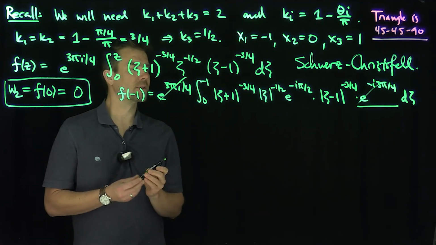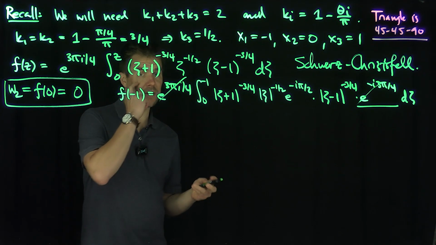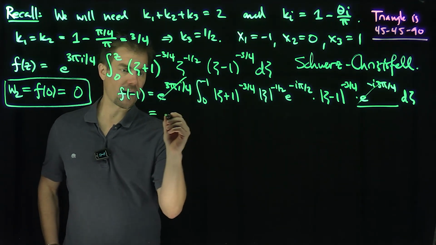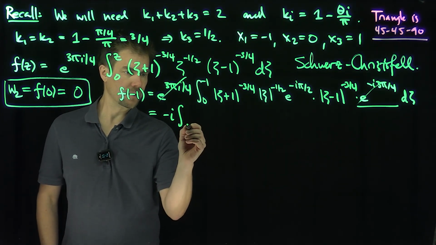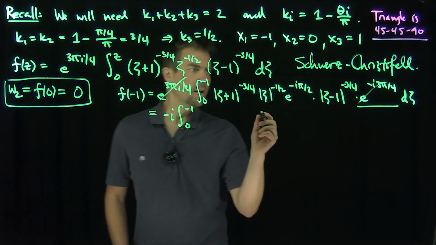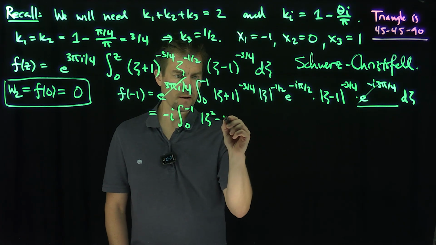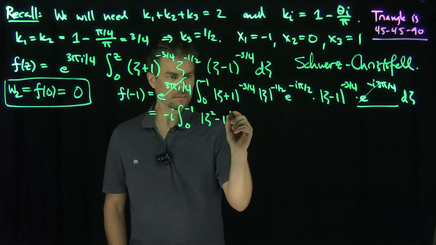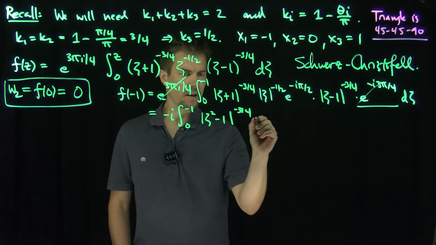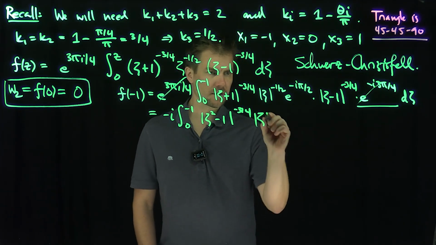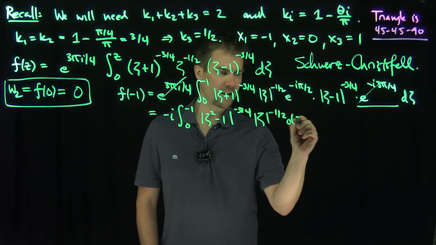Okay. And then what's left is this e to the -pi over 2. That's going to be a -i, right? So this is going to be -i, the integral from 0 to -1. And then I'm going to have a zeta squared minus 1 to the -3/4 power, and then a zeta to the -1/2 d zeta, right?